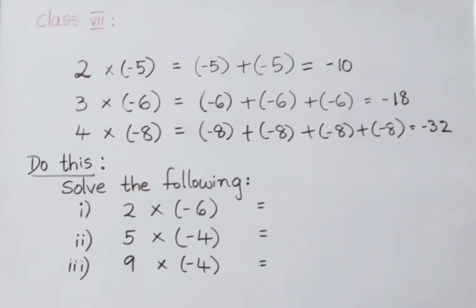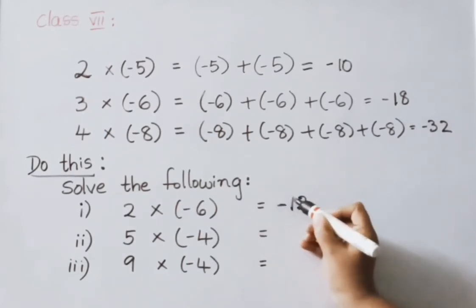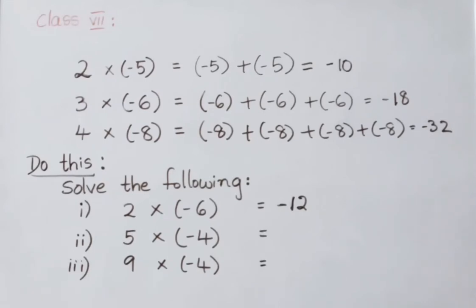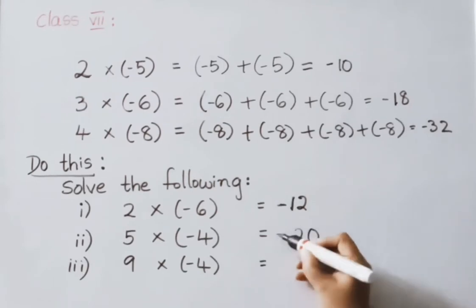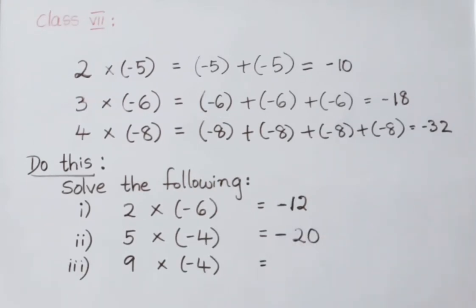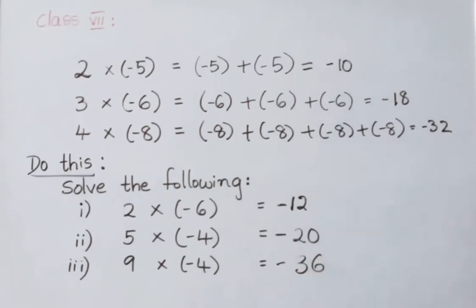Now let us solve the following. So directly also we can write the answer. 2 into minus 6, 2 6s are 12. 2 into minus 6, that's why keep the minus sign. So the answer is minus 12. 5 into minus 4. So write a minus, 5 4s are 20. Next one, 9 into minus 4. So minus, 9 4s are 36. This is the answer. From the above examples, we have noticed that the product of a positive integer and a negative integer is always a negative integer.